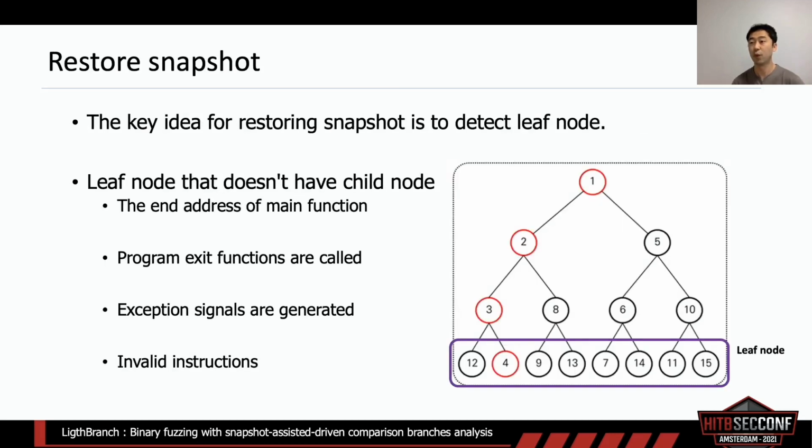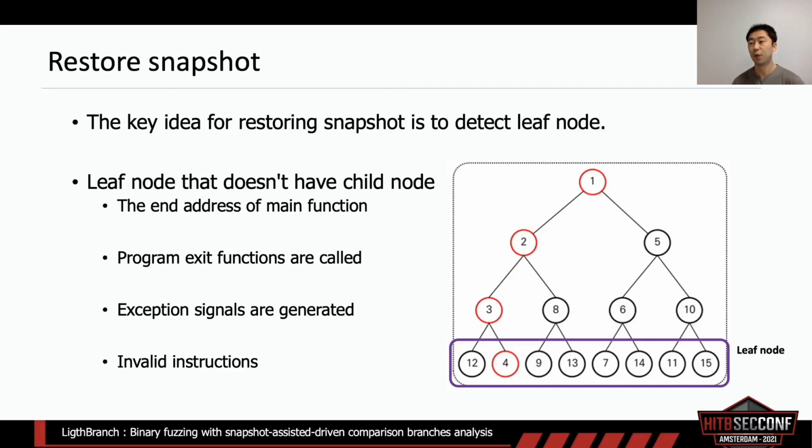So when we restore snapshots, here are some conditions for that. If these conditions take place in the target binary, we immediately restore the snapshot. The key idea for restoring a snapshot is to detect a leaf node. A leaf node is a node that doesn't have a child node in a binary tree. With this idea, we implemented a leaf node detection algorithm to identify the restore point.